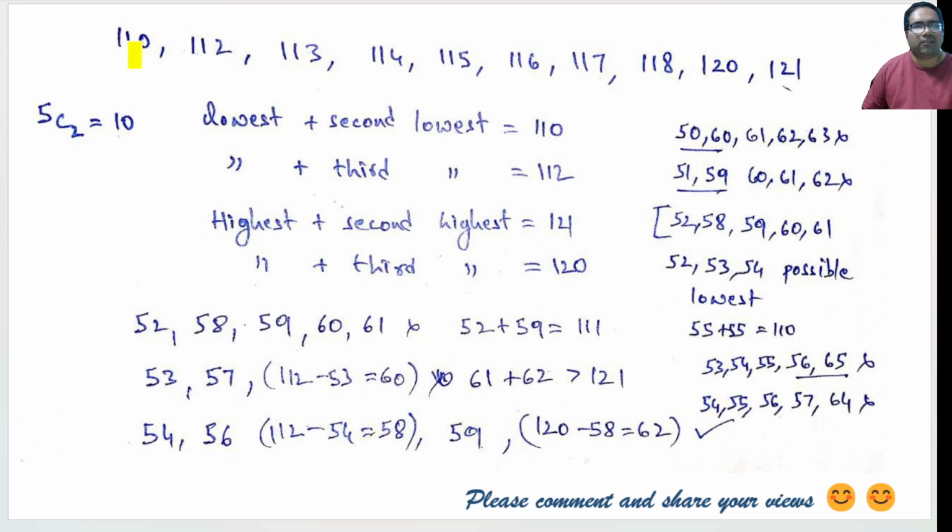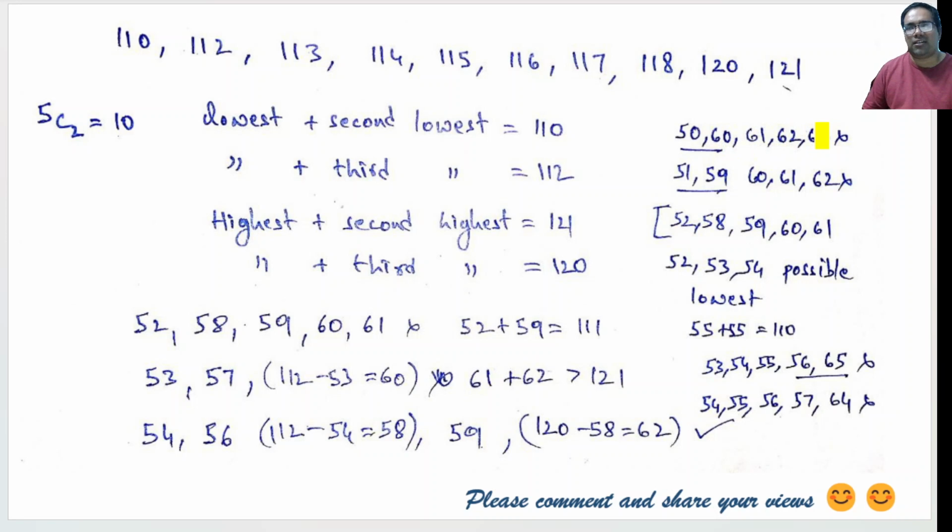What does that mean? 50 plus second lowest should be equal to 110. That means second lowest should be 60. Lowest plus second lowest should be equal to 110. When second lowest is 60, because all five numbers are different, that means third lowest should be at least 61, fourth should be at least 62, fifth should be at least 63.